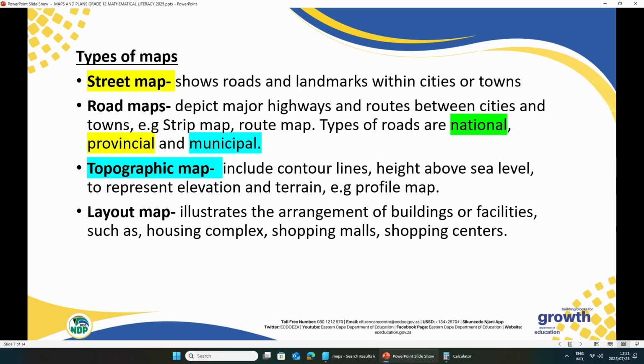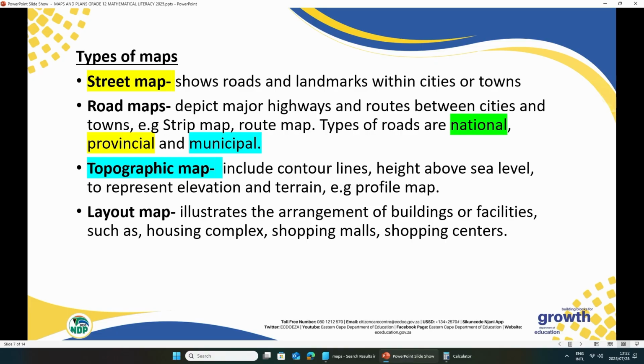The types of roads, remember, we have national roads, which are depicted as N. For example, in the Eastern Cape, we can see from East London to Bloemfontein, we have N6. From Port Elizabeth to Bloemfontein, again, we have N10. We also have N2, which runs from KZN through the Eastern Cape to the Western Cape.